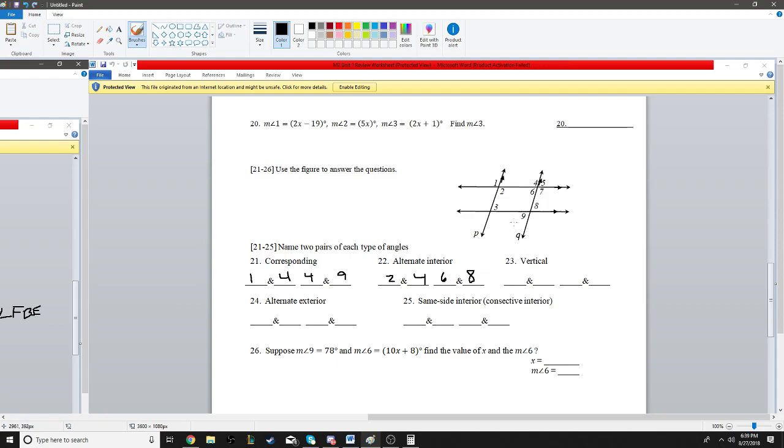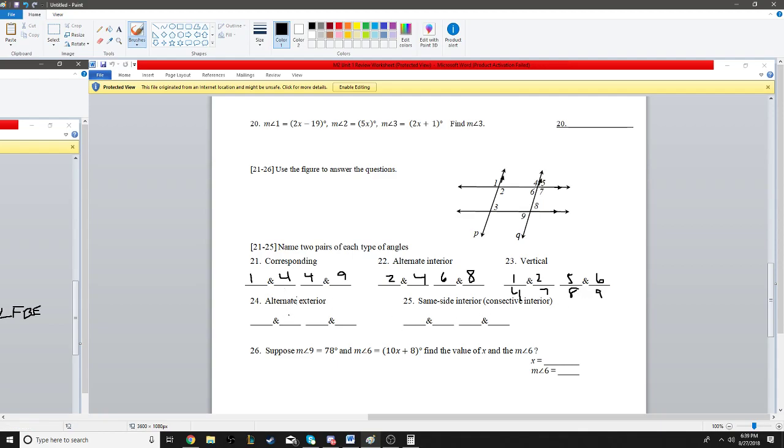Okay, for vertical angles, those are angles that share the same vertex. So we got angle 1 and angle 2. We also have 5 and 6. And there's plenty more. You could actually get 4 and 7, and also 8 and 9. Those are all vertical angles.